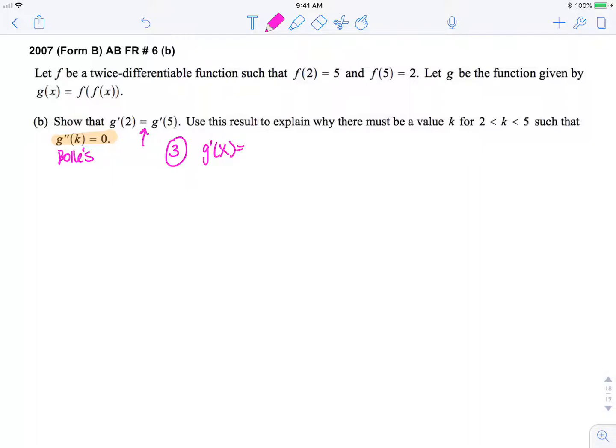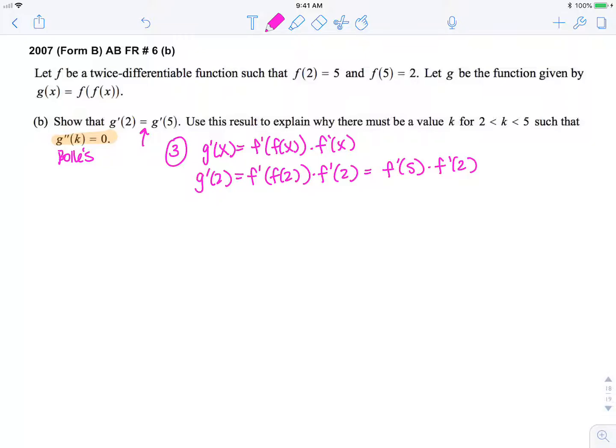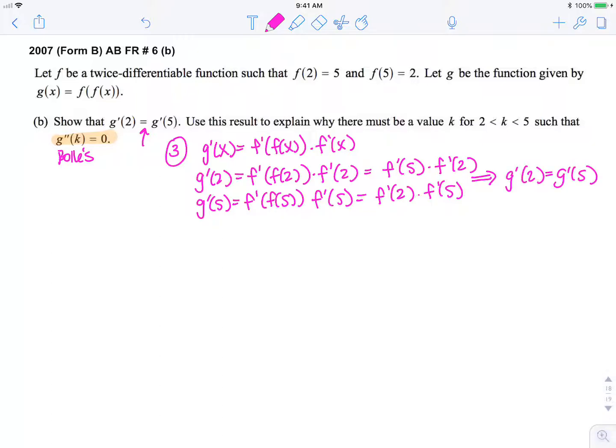So g prime of x is f prime of f of x times f prime of x. So g prime of 2 is f prime of f of 2 times f prime of 2, which is f prime of 5 times f prime of 2. And then g prime of 5 is f prime of f of 5 times f prime of 5, which is f prime of 2 times f prime of 5. So using both the commutative property and transitive property, we can see here that g prime of 2 equals g prime of 5. So now we've got the third hypothesis to Rolle's theorem.